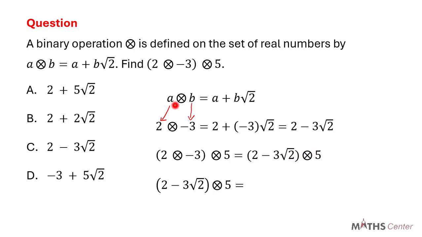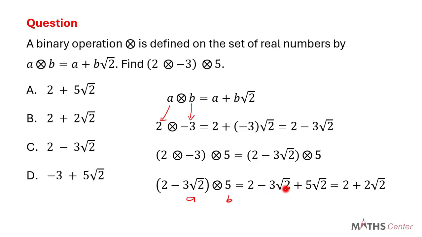The definition of the binary operation is A star B is equal to A plus B root 2. So if we are computing 2 minus 3 root 2 star 5, then it means that 2 minus 3 root 2 is now A and 5 is now B. So if we substitute this into the definition, we are going to have A, which is 2 minus 3 root 2, plus B, which is 5 root 2.